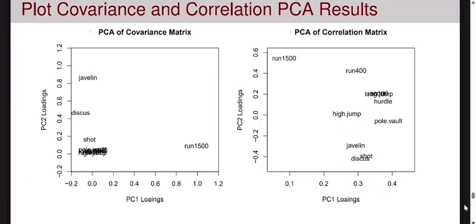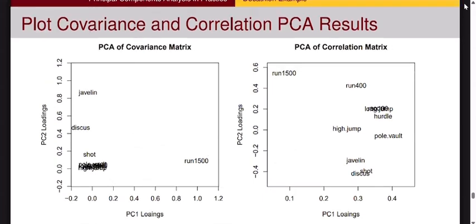Then I'm going to come here now. This is the principal component analysis for PC1 and PC2 loadings, and this is for the correlation matrix. Now, let me tell you this. If you look at the PCA, the covariance matrix here, you're going to see javelin, discus, and shot put.